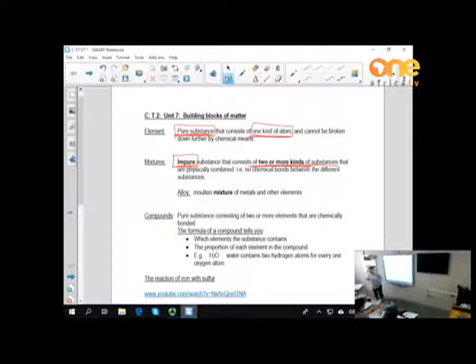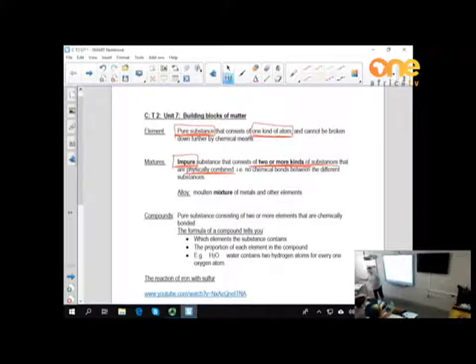Now, these substances can be elements and elements, elements and compounds, or compounds and compounds. Do you understand? And they are in varying amounts, in varying quantities. So we say they are impure, two or more kinds of substances, and they are physically combined. In other words, there are no chemical bonds holding them together.